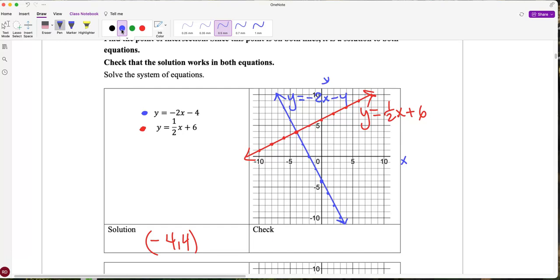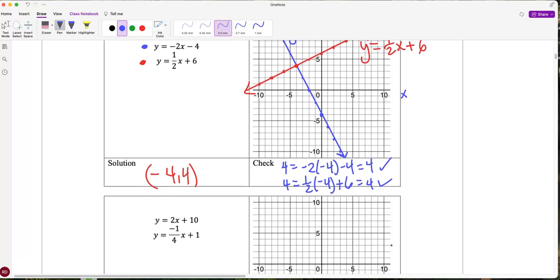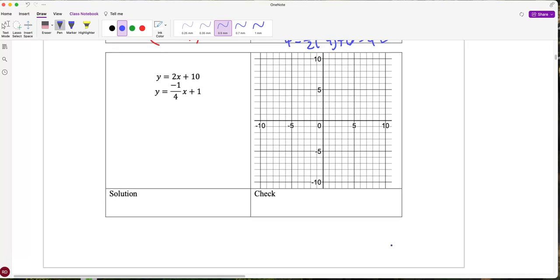I can plug this into both equations. So if I plug it into the first equation, you get 4 equals negative 2 times negative 4 minus 4. So that's 8 minus 4, which is 4. That checks out. Plug it into the bottom equation, you'll get 4 equals 1/2 times negative 4 plus 6. This is 6 minus 2, which is 4. That is the correct solution. Okay. So what I've done is graphically found the solution and algebraically verified it.